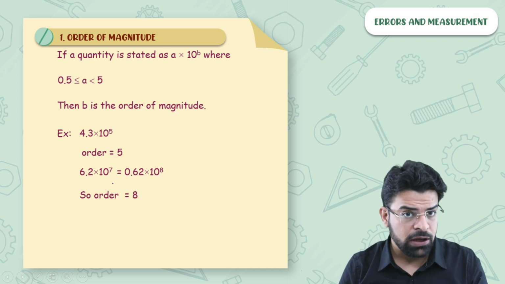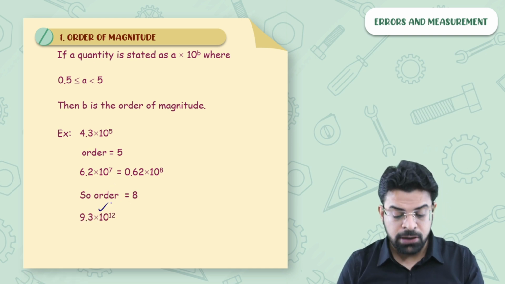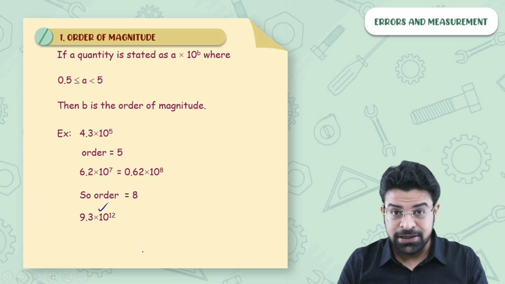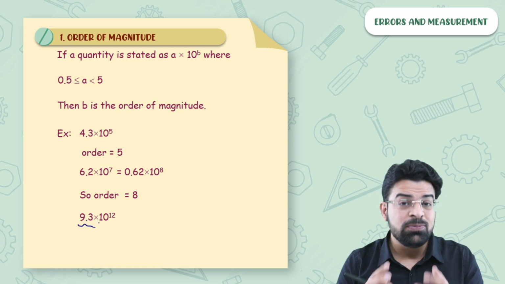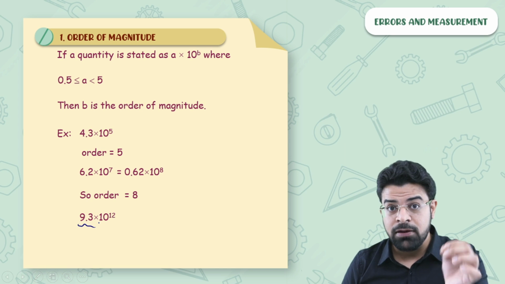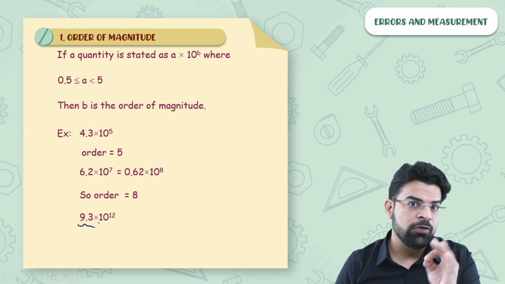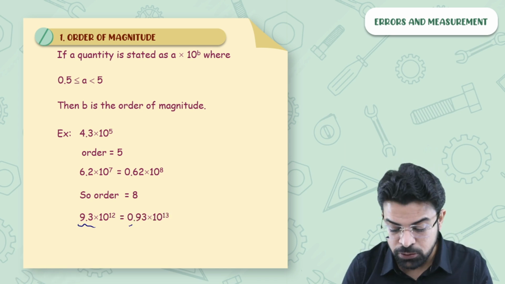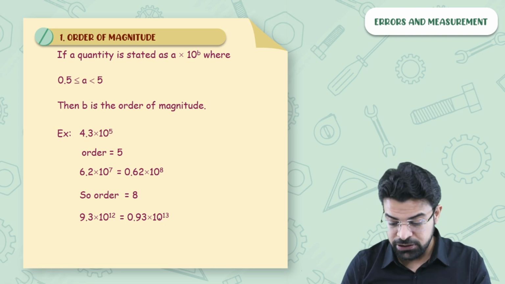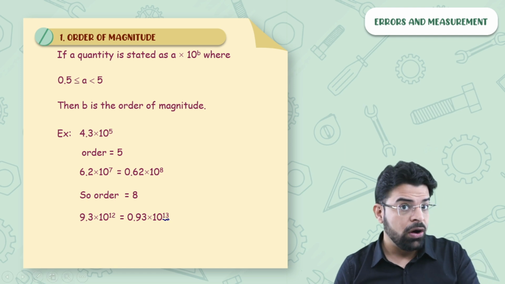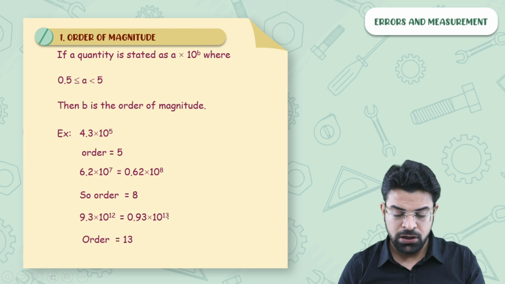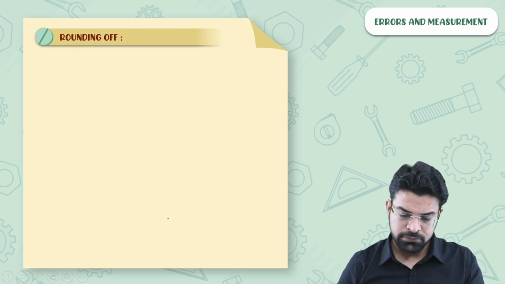Let's take one more example to understand. If you have the number 9.3 into 10 raised to the power of 12 and you need to write its order, you will say, sir, 9.3 is more than 5. I need to rewrite this number such that the part a, the first multiplying part, lies between 0.5 and 5. So when you rewrite, you get 0.93 into 10 raised to the power of 13. So the order has to be nothing but 13. Simple. Let's move to the next article.